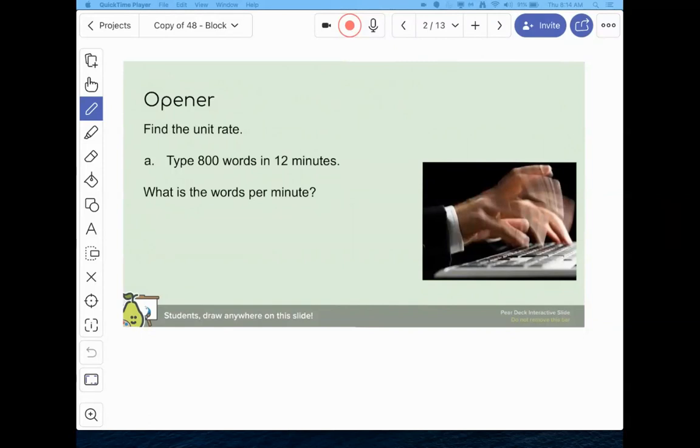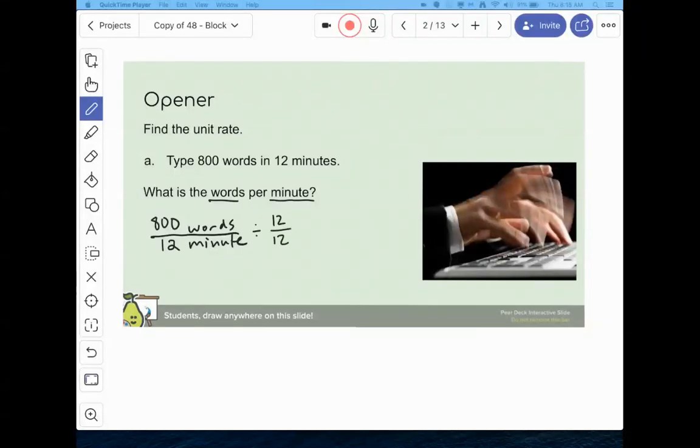Okay, so you should have written on this: they give us the information that we want. We want words per minute. So on the top, we're going to put words. On the bottom, we're going to put minute. On the top, we're going to have 800. On the bottom, we're going to have 12. Remember what it means when we have something on the top and on the bottom. That means that we're going to divide, right? We're trying to get that bottom number to 1.